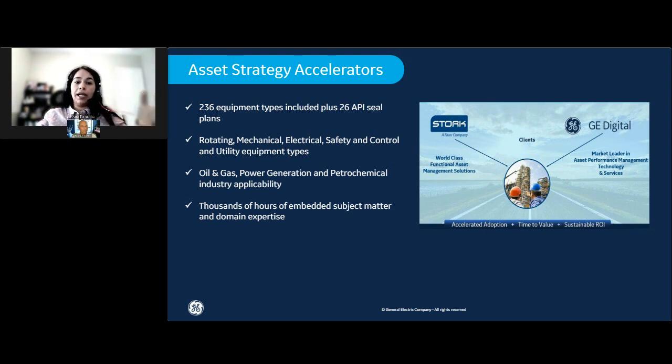This content, or this accelerator, contains more than 236 equipment types, plus the API seal plans. That is a great library and collection of content that we have. We cover different categories like rotating, mechanical, electrical, safety and control, and utility. It covers different business verticals, principally oil and gas, power generation, and the petrochemical industry. It's also important to mention that the asset strategy accelerator can eliminate thousands of resource hours in developing equipment strategies and processes in the industry. It's great content that accelerates adoption. At the end, you will have a sustainable ROI that you can see when you start using this content instead of starting from scratch, no?